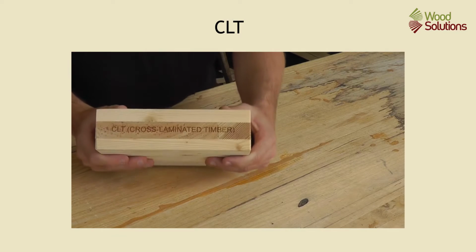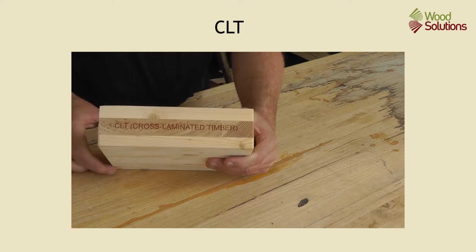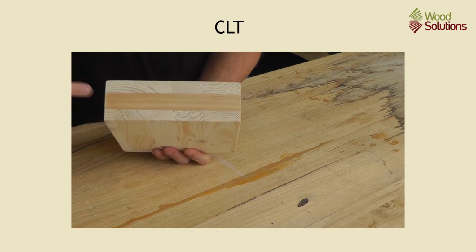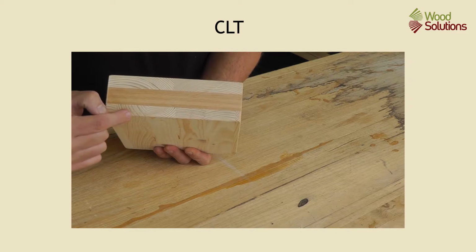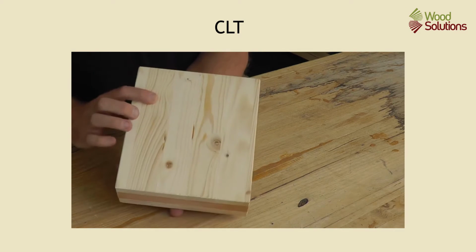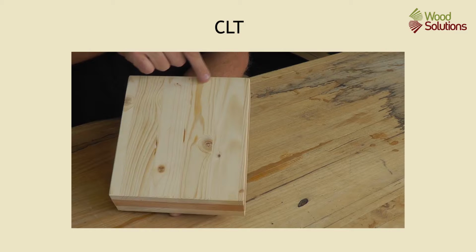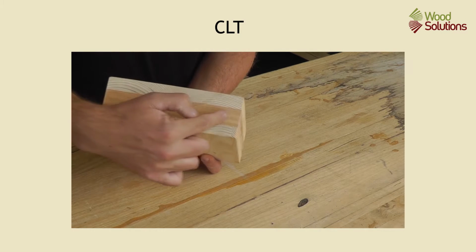This is a sample of CLT. You can clearly see the three layers of timber glued together at right angles to form a solid block. The boards in each layer can also be glued to one another to form an almost airtight panel. Different grades and thicknesses of timber can be used in the panel, and it can be built up to a variety of thicknesses using more and more layers.